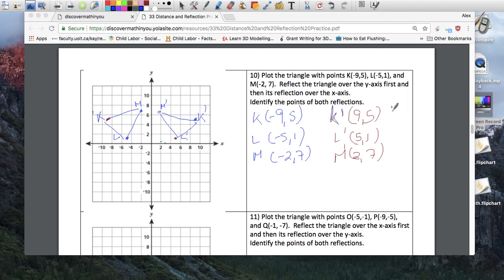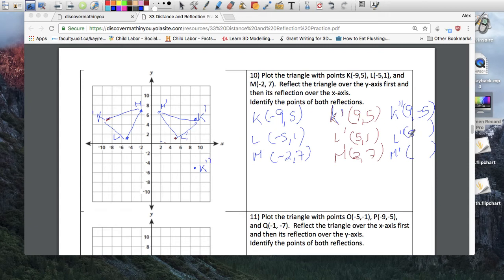Your second reflection is going to be K double prime, L double prime, and M double prime. So we're going to take this triangle and reflect it over this way. Let's do point K. Point K is 9 and 5 again, but it's going to be 9 and negative 5, because it's going to be 9 over to the right and 5 down. So here's my K double prime.